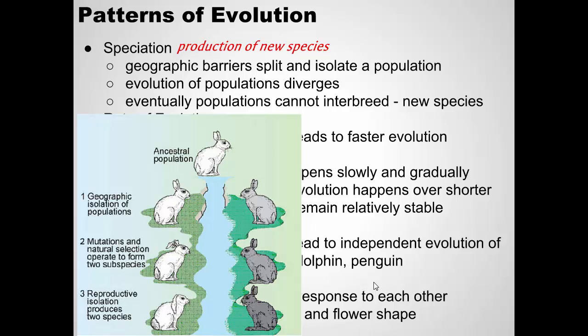If they encounter each other, if this river were to dry up and these species were to be able to meet each other again, they would no longer reproduce together. Okay? Because they become so different. Right?